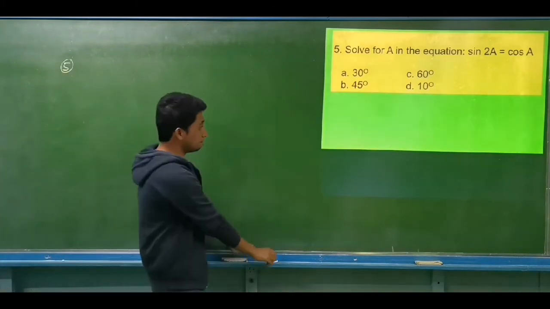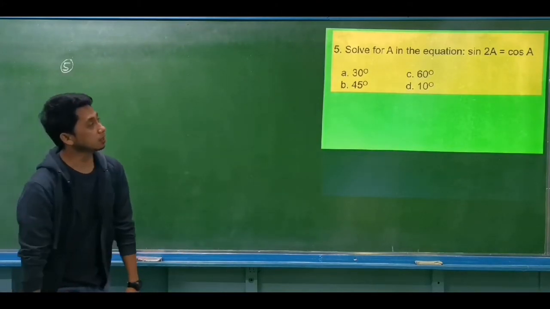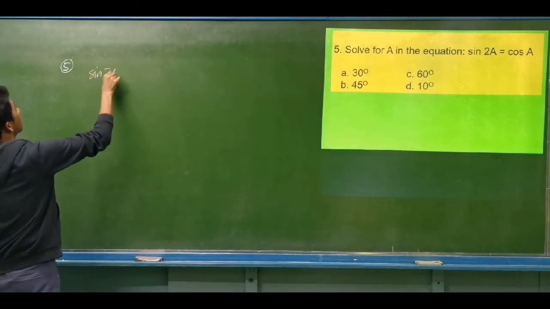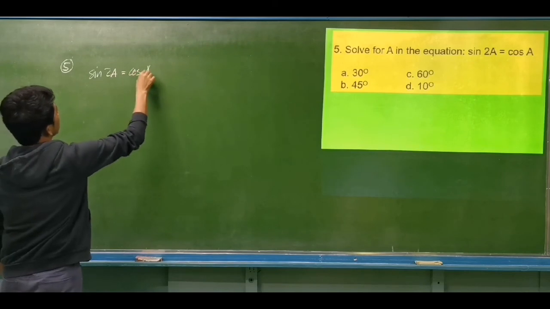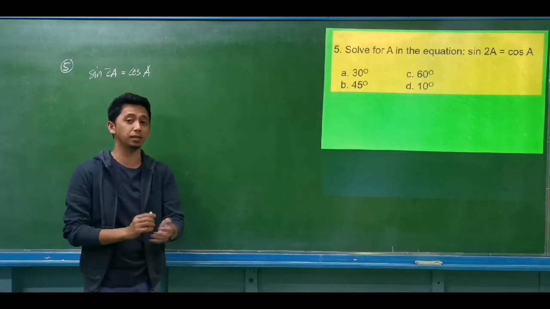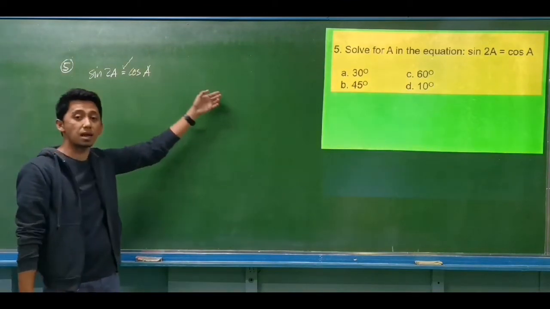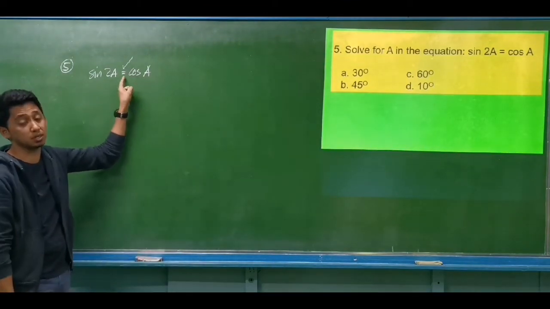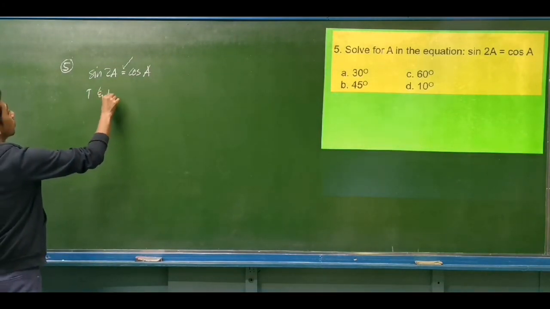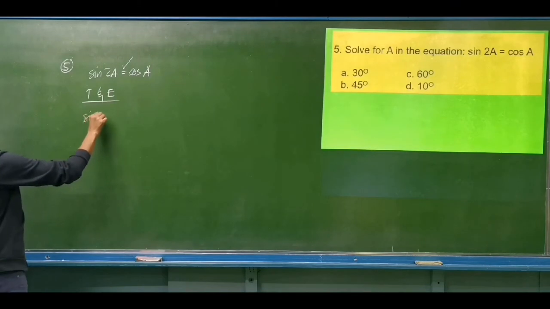We have example number 5. Lumabas na rin ito sa board exam noong unang panahon. So for angle A, in the equation, sine of 2A is equal to cosine of angle A. So take note na kapag sa board exam, hindi naman kailangan fundamental solution lagi. Kapag may equation ka, kailangan mo lang gawin is by trial and error, masatisfy mo lang yung equal sign. So, by trial and error, huwag niyo makalimutan na pwedeng trial and error kapag may given na equation.